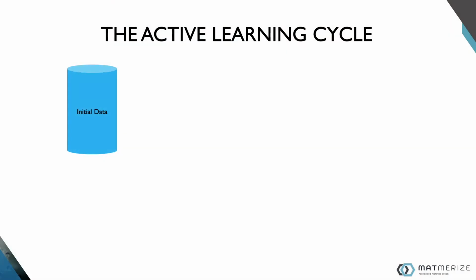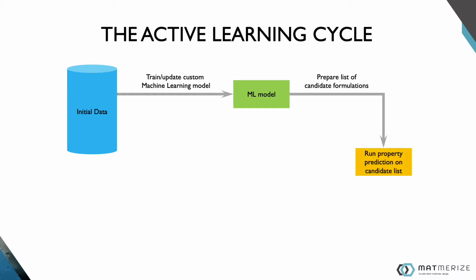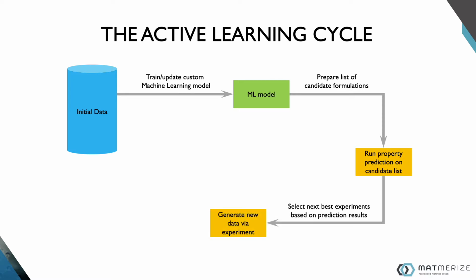So, how does active learning work? You start with an initial dataset and train a custom machine learning model on PolymRize. Then, you create a list of candidate materials and run predictions using the machine learning model you built. You can then use the results from these predictions to guide which experiments you perform in the lab.